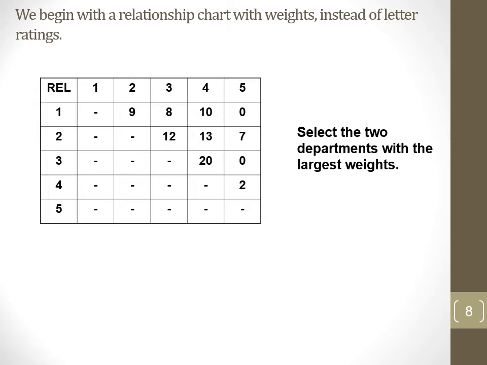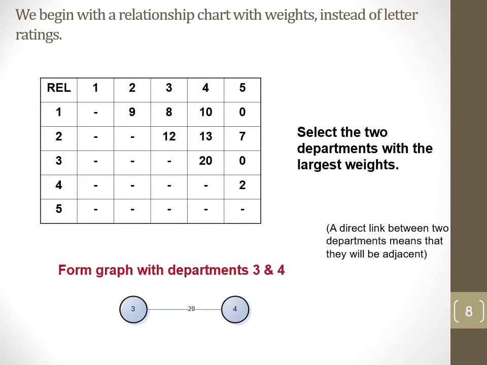Okay. Now, according to the graph-based approach, the first step is to construct the graph. And in constructing the graph, the first step is to select two departments, okay, with the largest weights. And when you look at this relationship chart, the largest weight is 20, which is the weight between departments 3 and 4. So we select these two departments 3 and 4 and we connect them with a link. So a direct link between two departments means they will be adjacent in the final layout, in the block layout. Okay. By the way, this matrix or this table is given in this way because it's symmetric. So it means that if the relationship between 1 and 2 is 9, then the relationship between 2 and 1 is also 9. So these numbers here are not given because they are equivalent to these upper triangle.